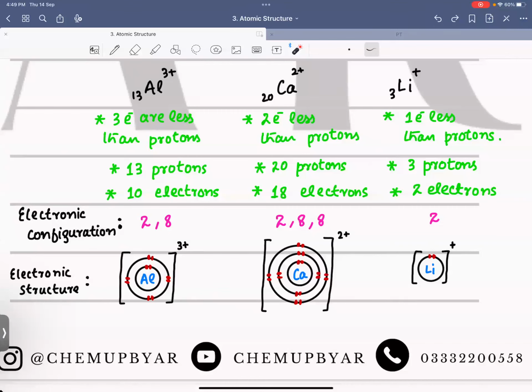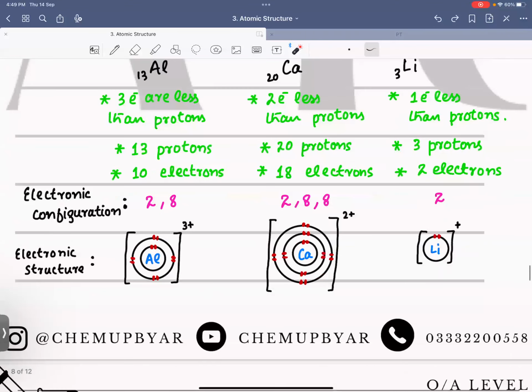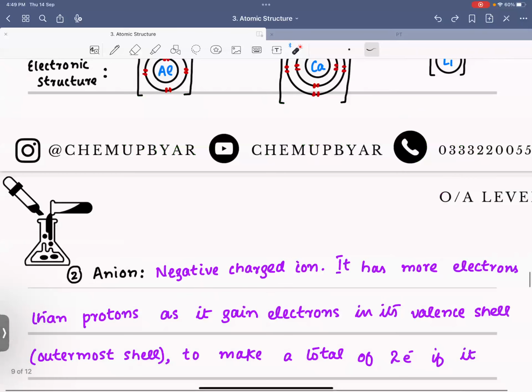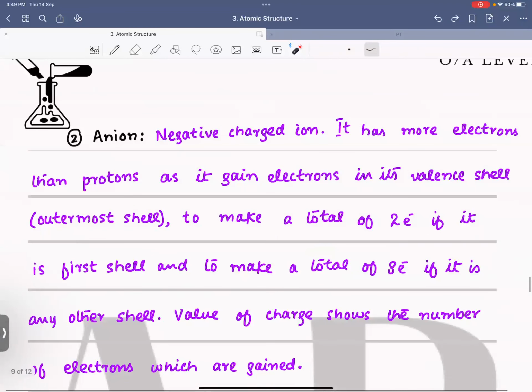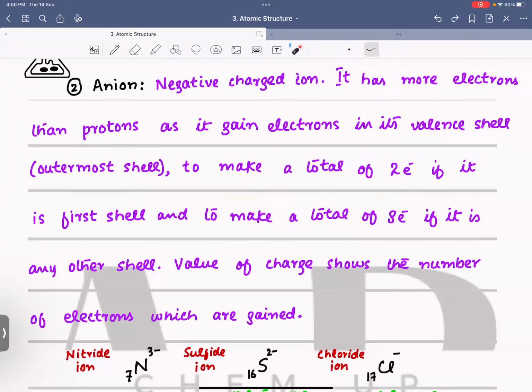Okay, so let's talk about anions. When we talk about anions, they are negatively charged, and negative is the charge of an electron. So these are the ones which gain electrons in their outermost shell, and as a result, their outermost shell becomes completely filled. If it's the first shell, it has 2 electrons after gaining the electrons. If it is any other shell, then after gaining these electrons, its outermost shell has 8 electrons in it. And the value of the charge again tells us how many electrons are gained. Is this clear? Yes. Okay.